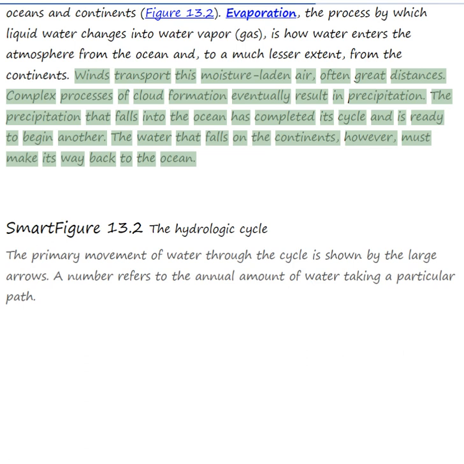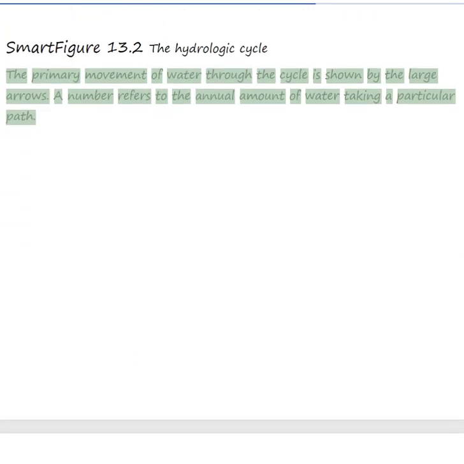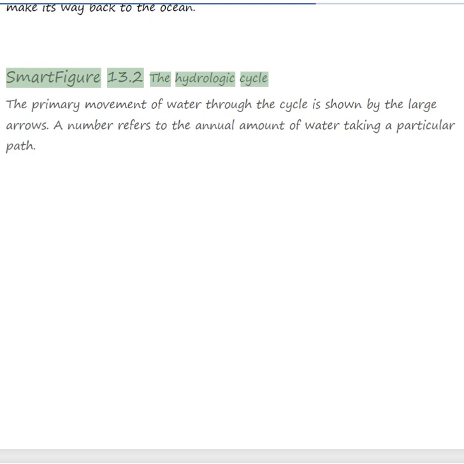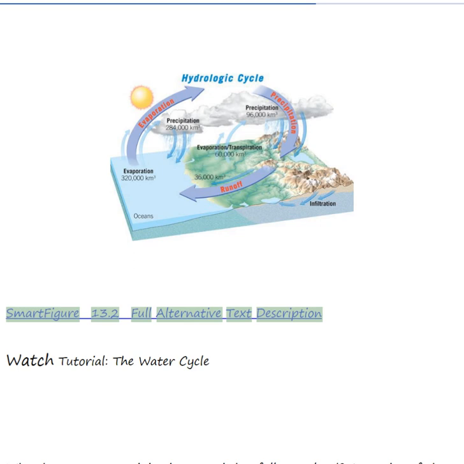Complex processes of cloud formation eventually result in precipitation. The precipitation that falls into the ocean has completed its cycle and is ready to begin another. The water that falls on the continents, however, must make its way back to the ocean. The primary movement of water through the cycle is shown by the large arrows. A number refers to the annual amount of water taking a particular path. Smart Figure 13.2 The hydrologic cycle. Smart Figure 13.2 Full alternative text description.